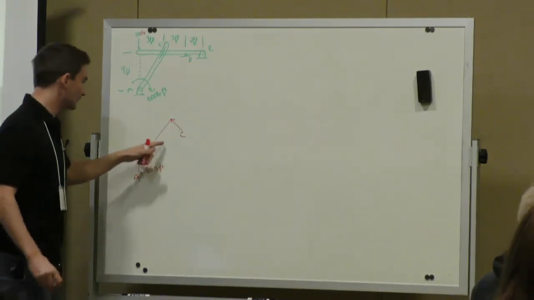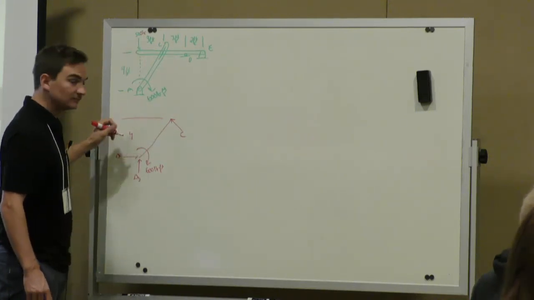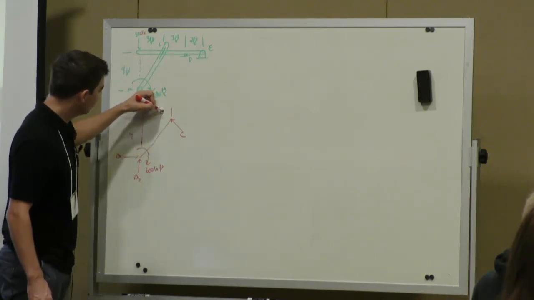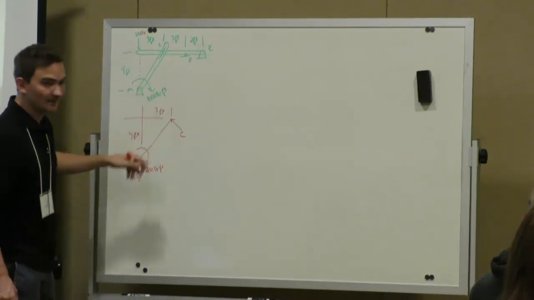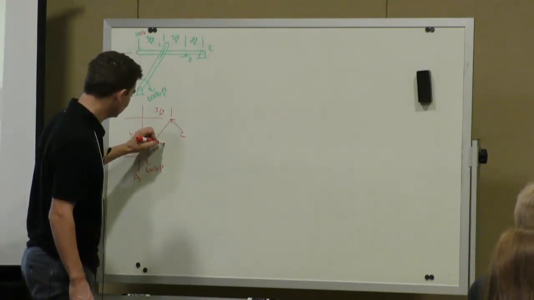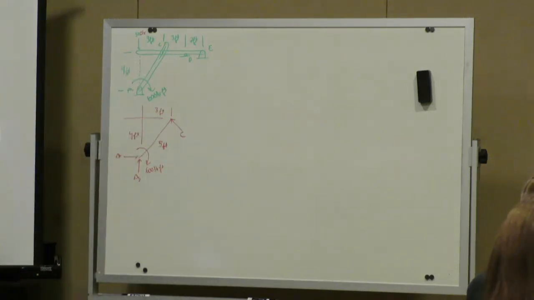So we have our supports. We know this distance is 4. We know this is 3 feet. So what is the hypotenuse of that going to be? 5 feet. It's a 3, 4, 5 triangle. So now, what are the directions of C going to be?